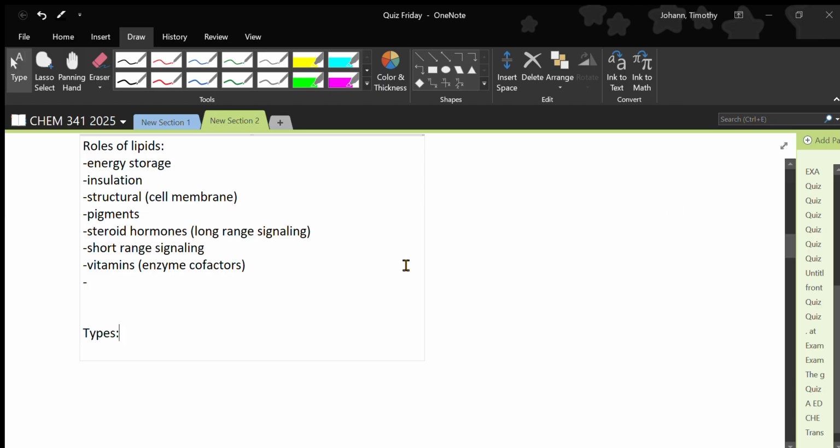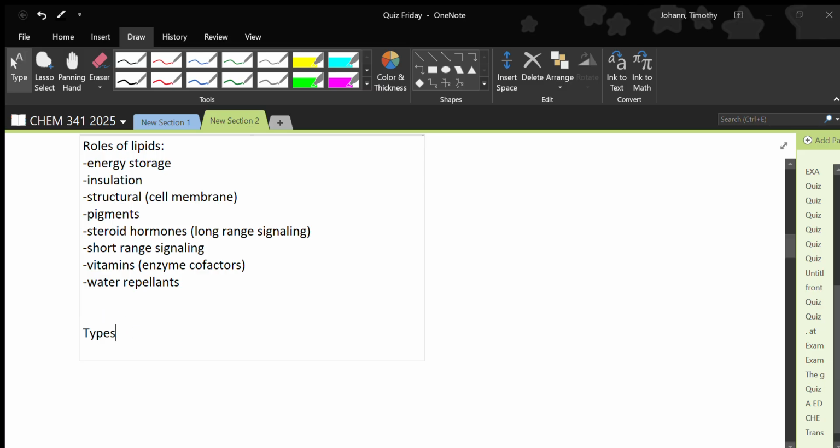Actually, I forgot one: water repellents. If you think about waxy leaves and you see water drip off the leaves, or water off a duck's back, you ever hear that? That's essentially lipids on the surface of the duck, keeping it from getting all soaked.